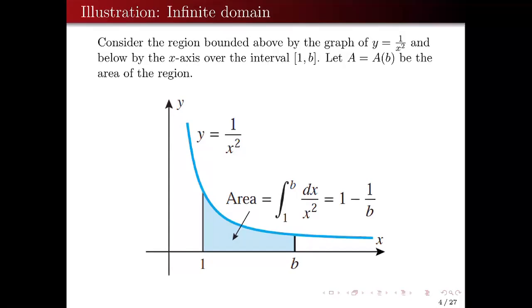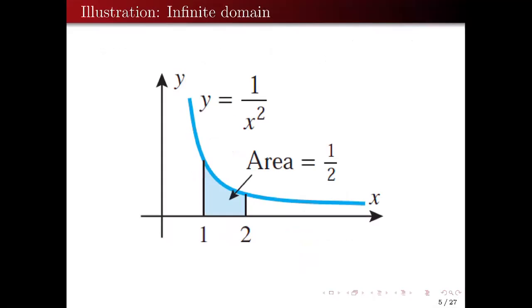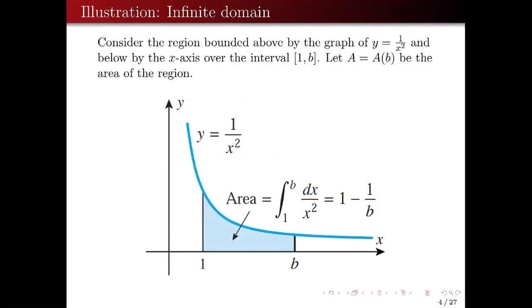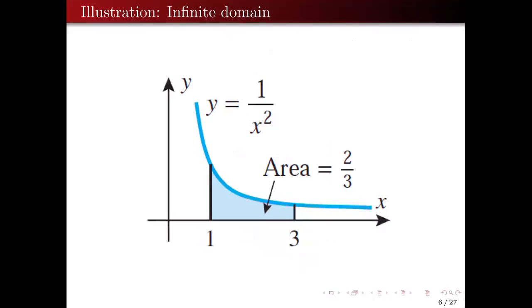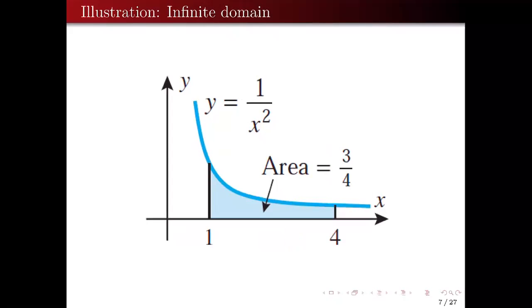So what we're going to do is replace this b with different numbers. For example, let b equal 2. Then the area is just 1 minus 1 over 2, and that's just 1/2. If we have, say, b equals 3, then the area is 1 minus 1 over 3, that's 2/3. Or maybe b equals 4, and we will get the area 3/4.